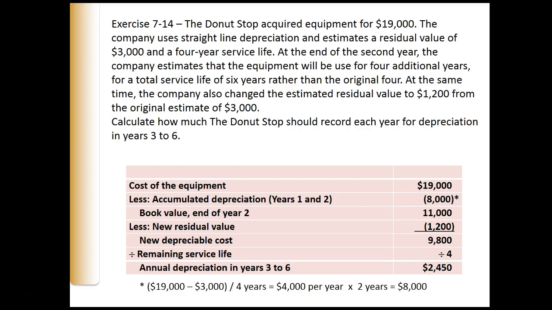Now, if they now have a new residual value or salvage value of $1,200, our new depreciable cost would be the $11,000 minus the $1,200, which gives us the $9,800. Divide that by 4 years of remaining service life. So then in years 3, 4, 5, and 6, we would take $2,450 each year for the next 4 years to come down to our residual value.